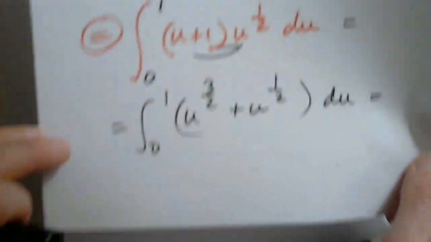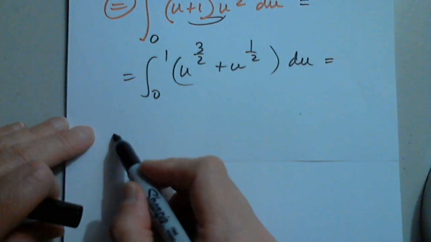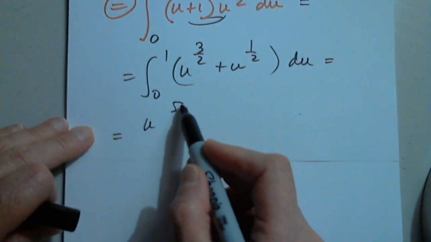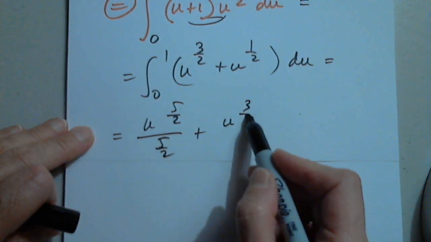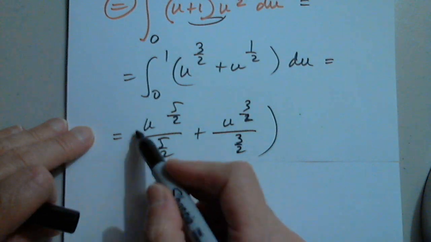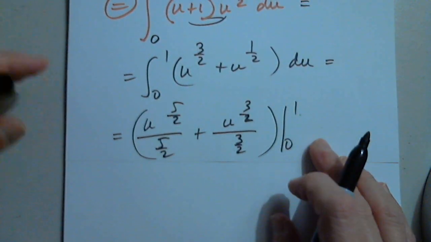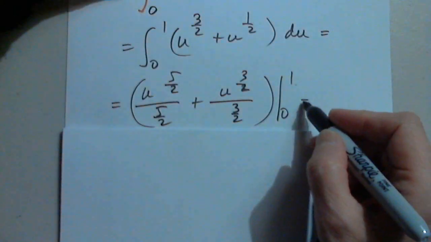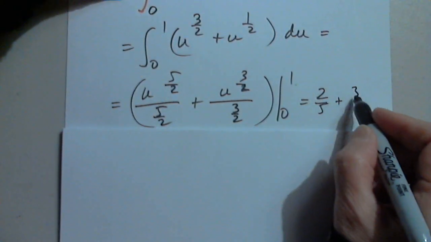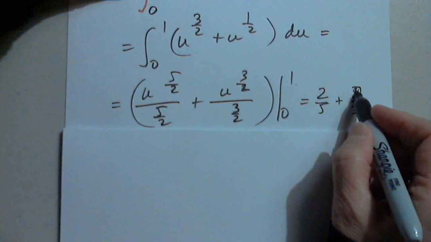And please do not go back. There is no need to. The answer is a number. U to 5/2 over 5/2 plus u to 3/2 over 3/2. And that's from 0 to 1. Thank goodness it's from 0 to 1, because this means 2/5 plus 2/3.